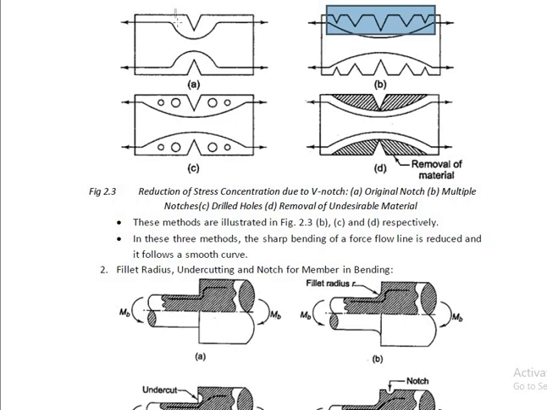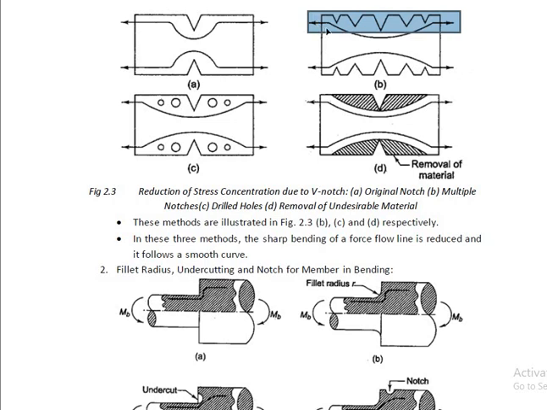Now in this component there is only one notch, and due to the presence of this one notch, this notch will act as a discontinuity in the component. We have seen the cause of the stress concentration, that is the discontinuity in the component. Now this notch will act as the discontinuous member in the component. Due to this there is a possibility of the stress concentration. Now we have to reduce this stress concentration. How can we reduce it? By providing multiple notches.